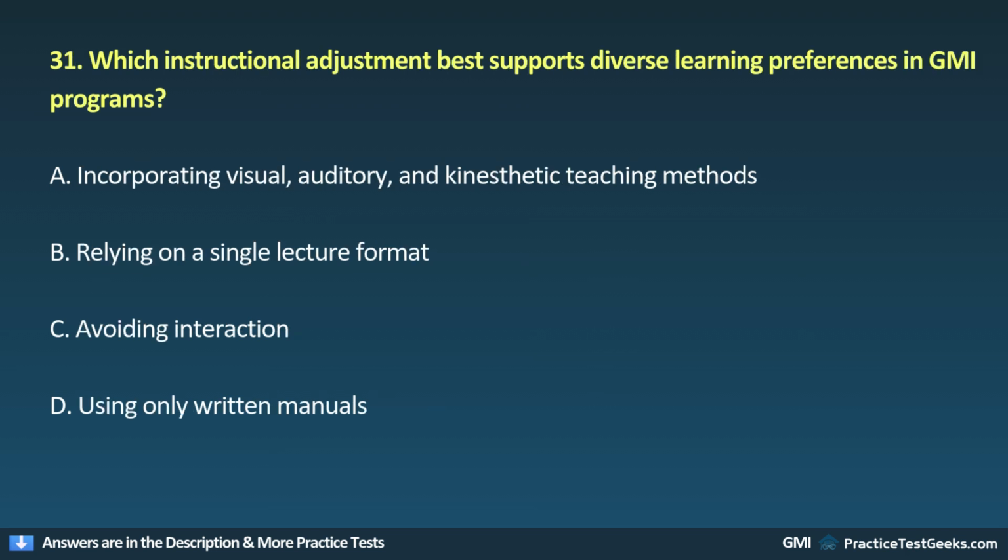31. Which instructional adjustment best supports diverse learning preferences in GMI programs? A. Incorporating visual, auditory, and kinesthetic teaching methods. B. Relying on a single lecture format. C. Avoiding interaction. D. Using only written manuals.